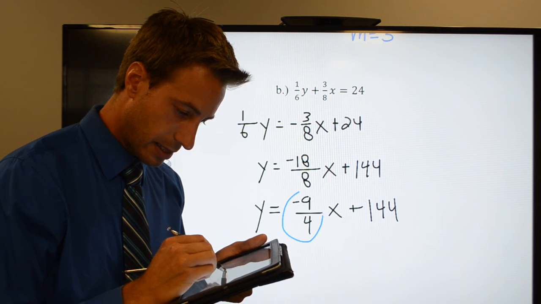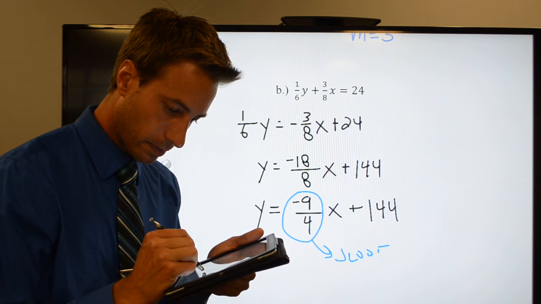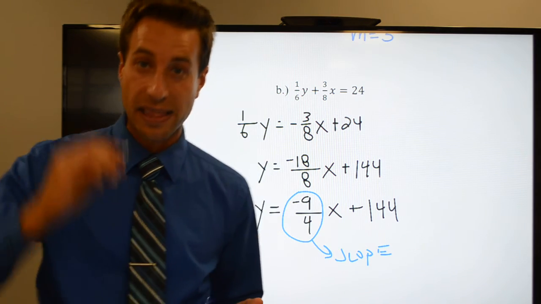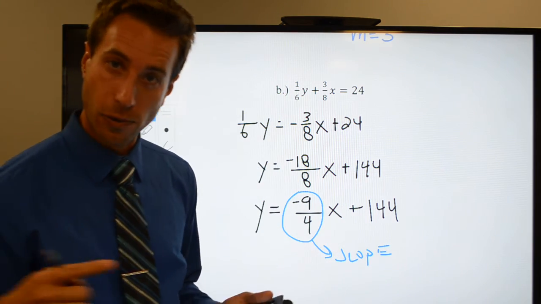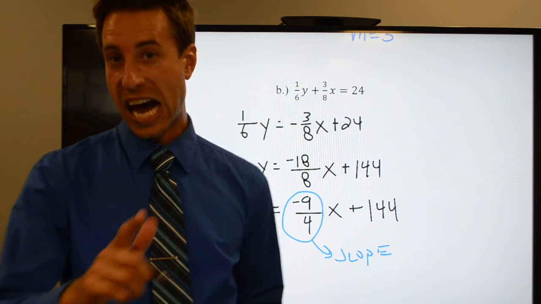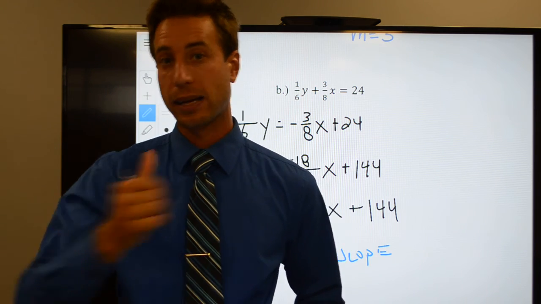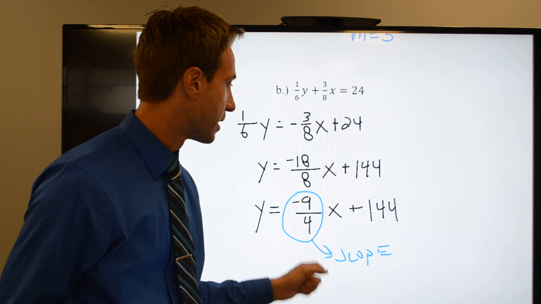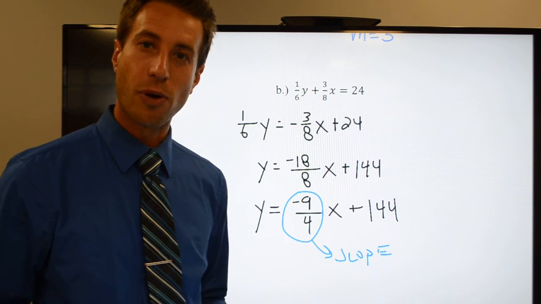What I care about is this guy right here, which is going to be my slope. That means that I have a rise of minus 9. That means I'm going down 9 and a run of positive 4 to the right 4. Or you could flip it. I could do a rise of positive 9 and then go back 4 in the negative direction. Either way, it's going to be a negative slope of 9/4.